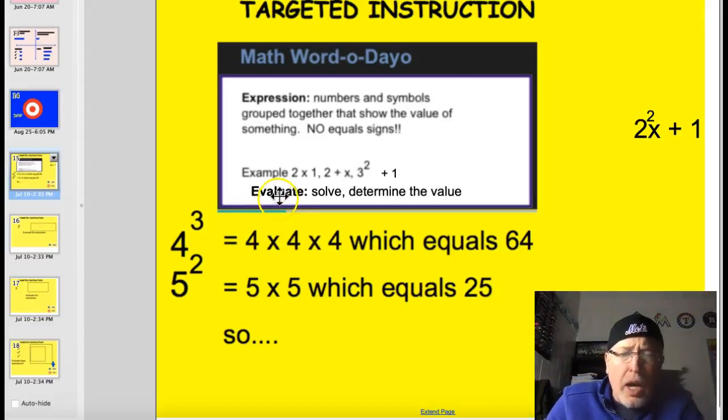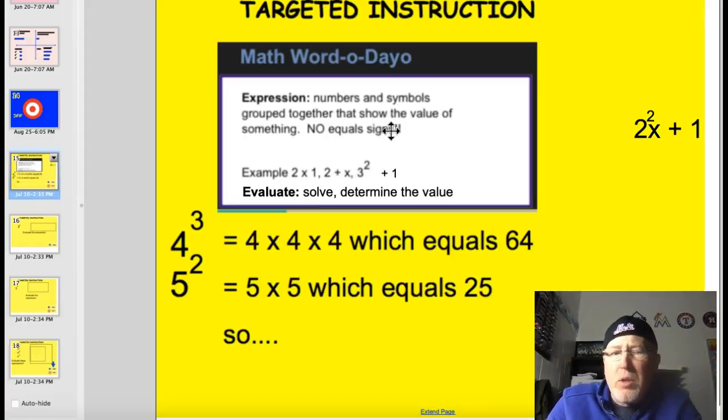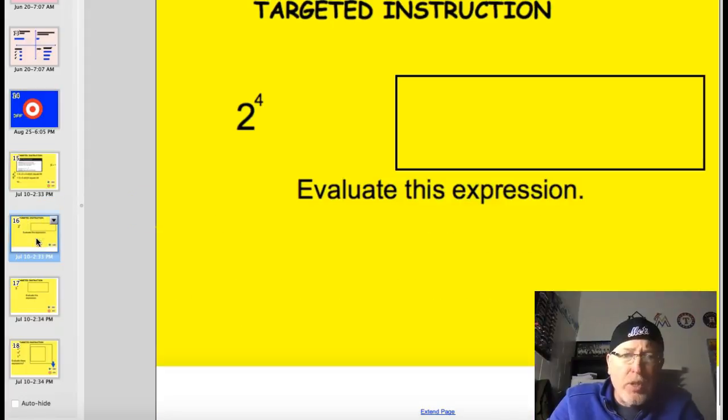All right, so we also have to understand what the word evaluate means. Evaluate means to solve or to determine the value of something. So tonight we're going to be evaluating expressions that have exponents. Some of those are going to have a variable involved in them. Most of them are not. Let's take a look at a couple simple ones to start with.